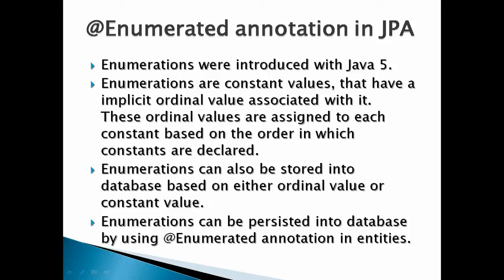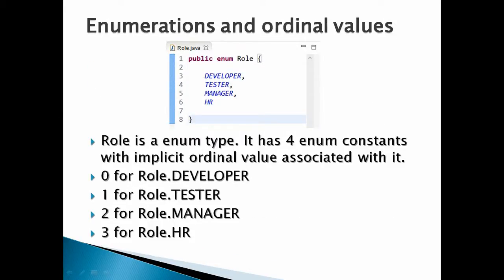Moving ahead. Let's create an enum type, say, Role. Role is an enum type. It has 4 enum constants with implicit ordinal value associated with it. 0 for role Developer, 1 for role Tester, 2 for role Manager, 3 for role HR. Moving ahead.